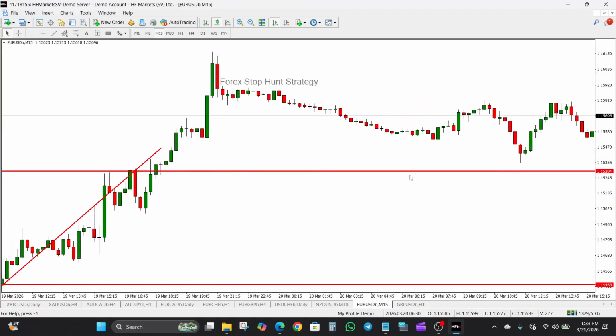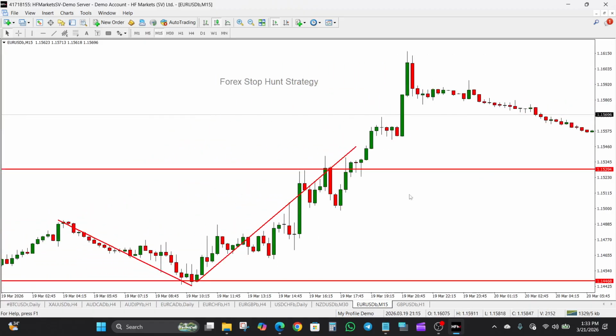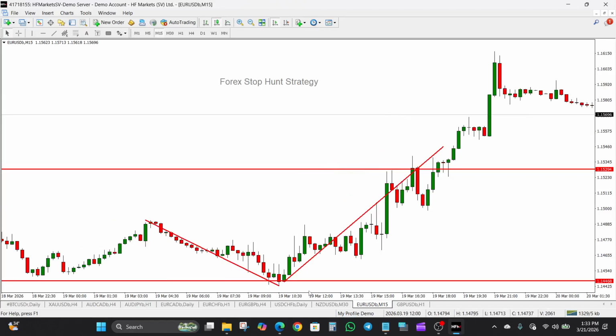All right. So the key takeaway is do not place your stops in obvious areas, right? And learn to recognize false breakouts as potential opportunities.